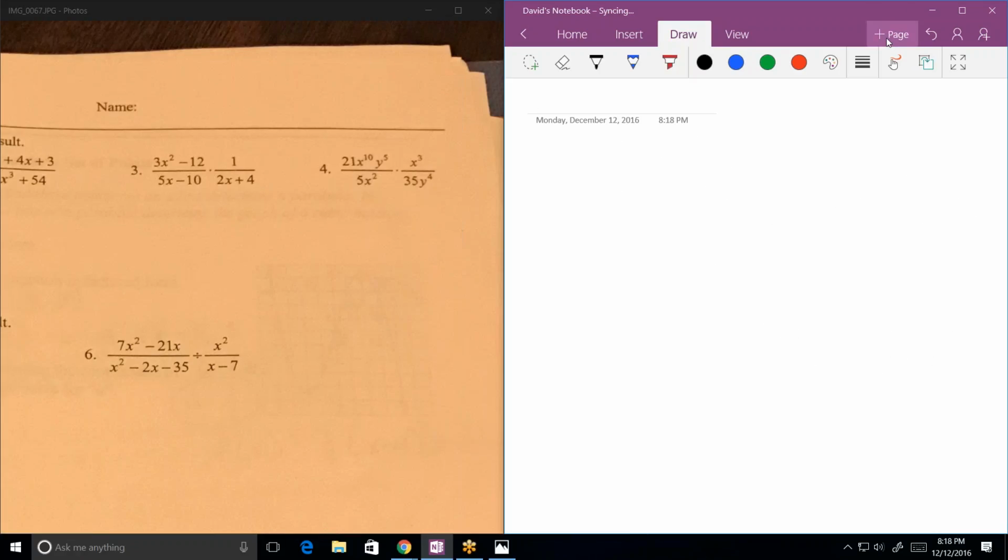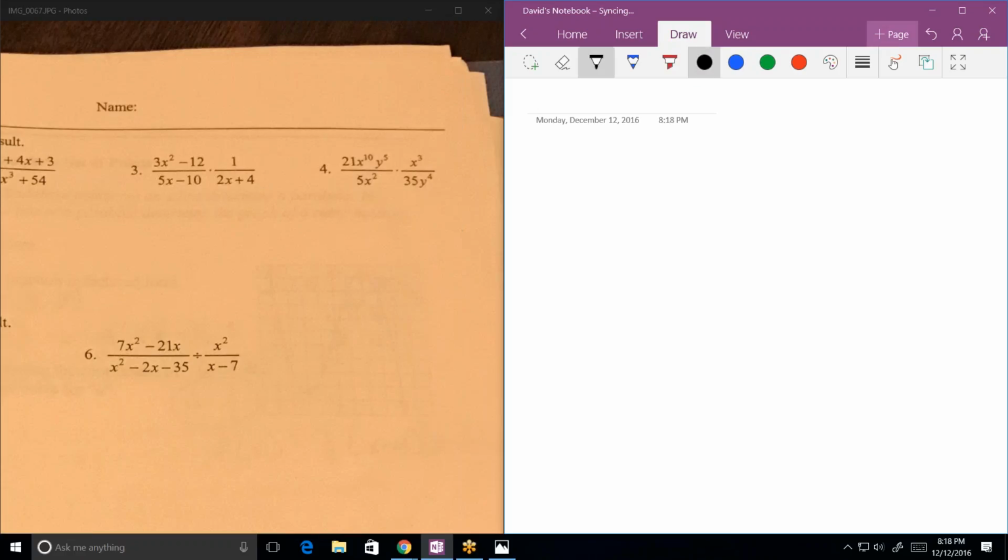All right, let's look at number 4 because it's a little different. It's got x's and y's. That would be a bit of a problem. But tackle it one thing at a time. Tackle the numbers first.